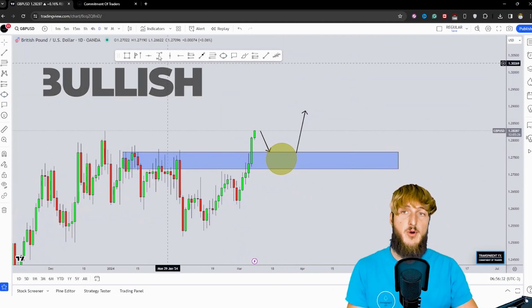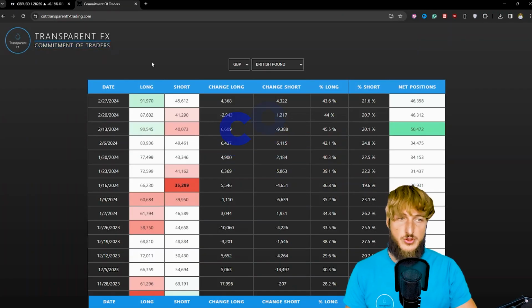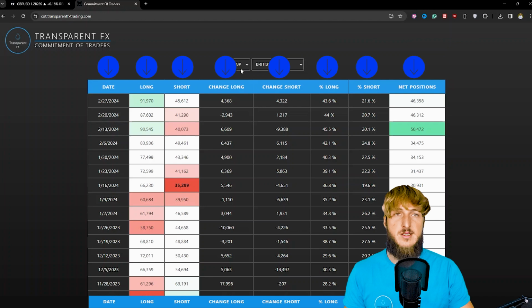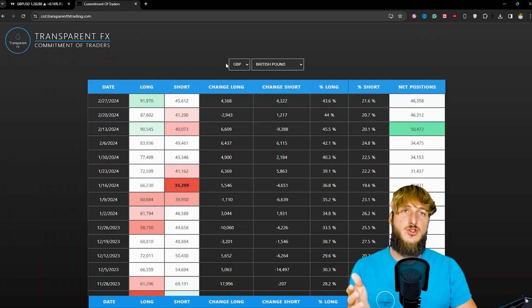Now, speaking about institutional longing, let's go and see what we have when it comes to the commitment of traders, and let's check the data precisely for the pound. Now, keep in mind that if we're checking the data for the GBP, we're actually already checking GBPUSD because all currencies on the spot are traded against the USD.